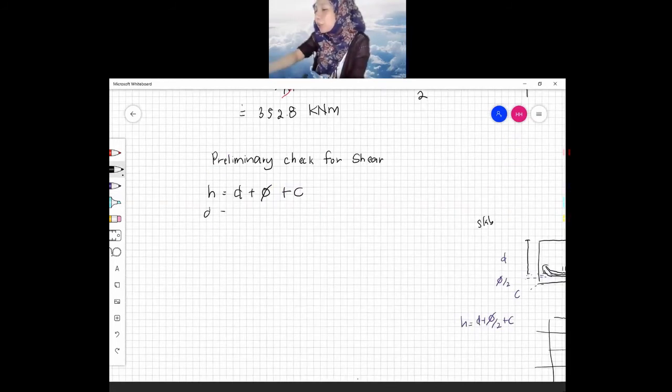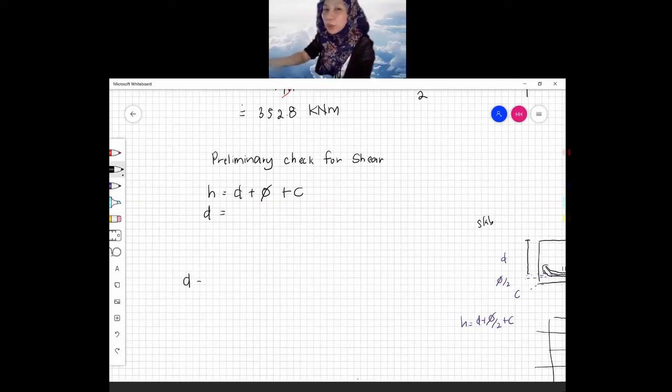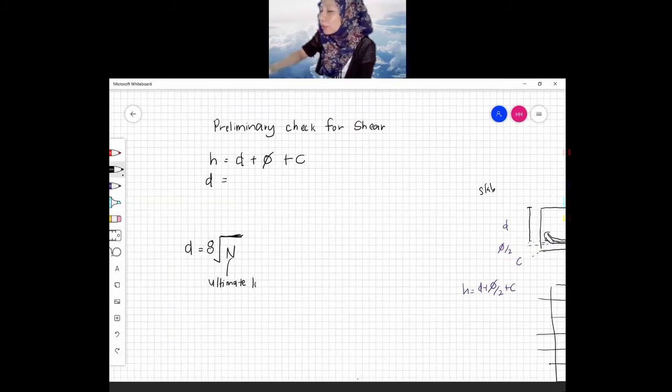So right now what we need to find is we have H. We actually already have H. Kita nak D. Kita nak value D. Kenapa kita nak value D? Because we need to use this formula untuk kira preliminary check for shear. Okay. 8 square root N. N kat sini jangan confuse, N here is ultimate load. Padahal kita selalu panggil dia W kan. Kita ultimate load. That is the formula. All of a sudden it become like that. So don't get confused here. N here is ultimate load.